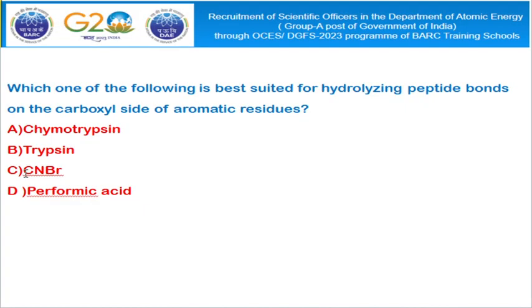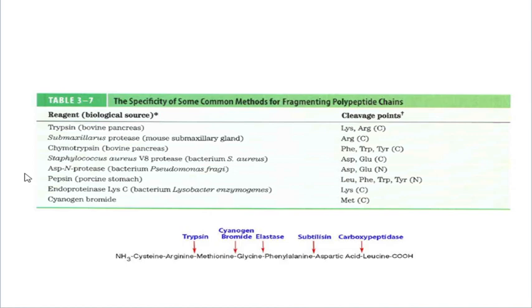Next is which one of the following is best suited for hydrolyzing peptide bond on a carboxyl side chain of aromatic amino acids. So aromatic amino acids include phenylalanine, tryptophan, tyrosine. So here you can see the trypsin, which is from bovine pancreas, will be cleaving at lysine and arginine amino acid at the C-terminal end. Okay, which means they will be cutting on the right hand side of the lysine and arginine amino acid. Okay, whereas the submaxillaris protease, which is isolated from mouse submaxillary gland, will be cleaving at the C-terminal side chain of arginine. Okay, next is chymotrypsin, which is also from bovine pancreas, will be cleaving at C-terminal side chain of your aromatic amino acid.